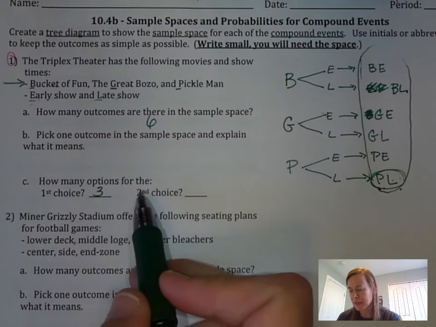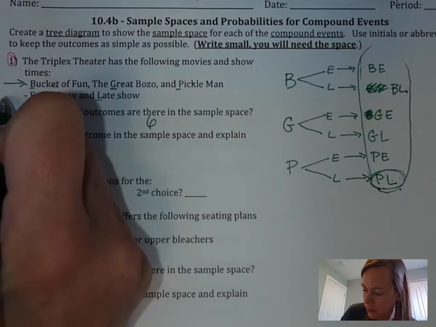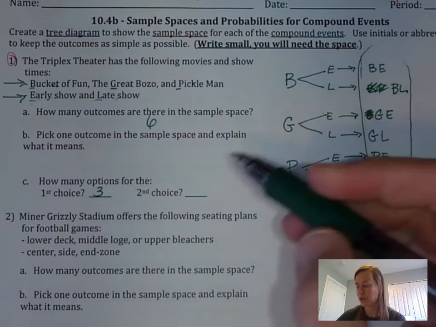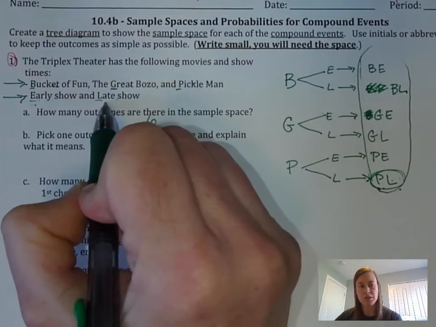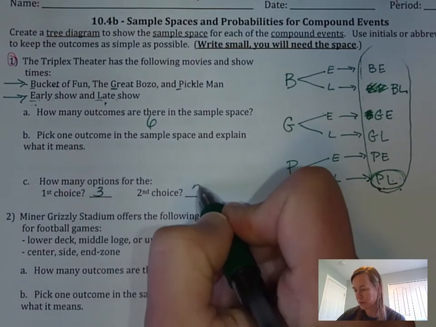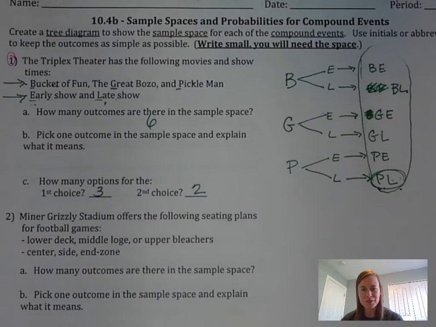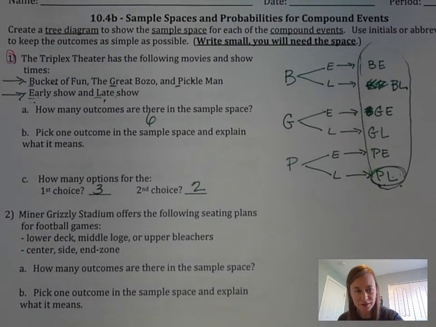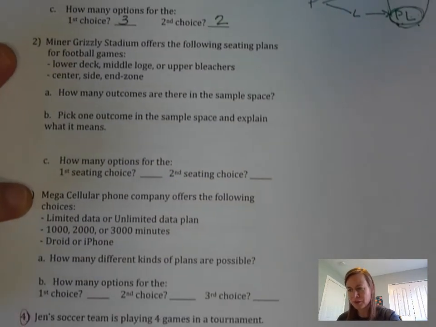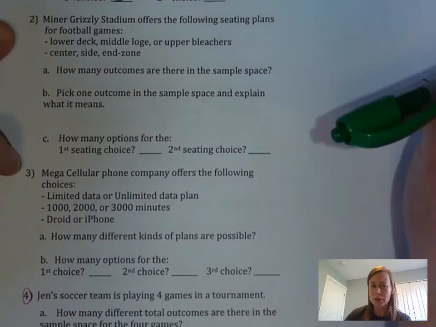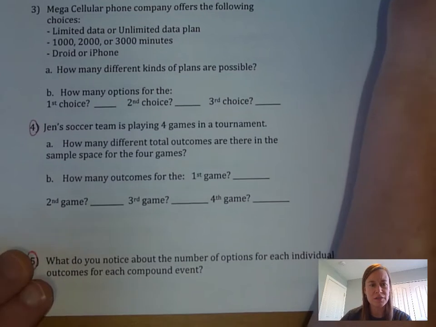Now what about for the second choice? That's talking about this one right here. Early show or late show. Well, how many? 1, 2. Early or late. So there's 2 options for the second choice. That's all you got to do for number 1. We're going to take a look next at number 4. So you'll be doing 2 and 3 by yourselves. You can pause and do them now, or you can just come back to them after you're done watching the video. It is up to you.